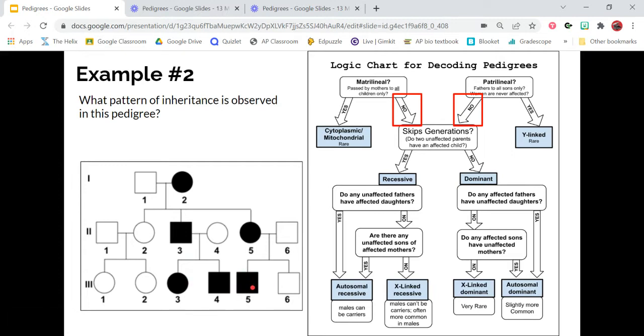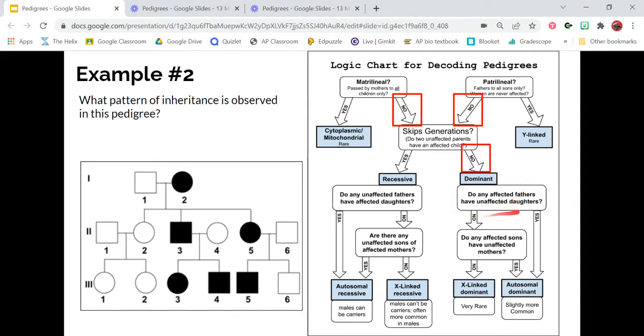Let's try these ones. So this son, 3-5, has it. Going up, his mom has it. And going up again, his mom has it as well. So does this skip generations? In this case, no. So that tells us that this trait is dominant because it shows up in every single generation.